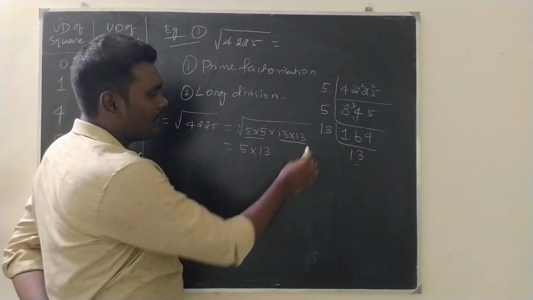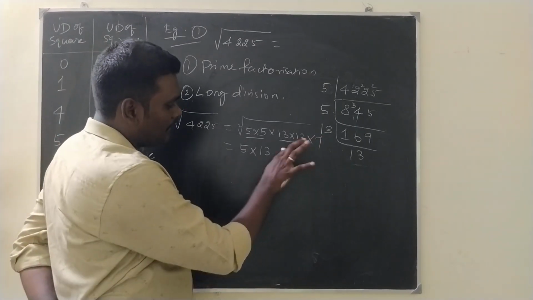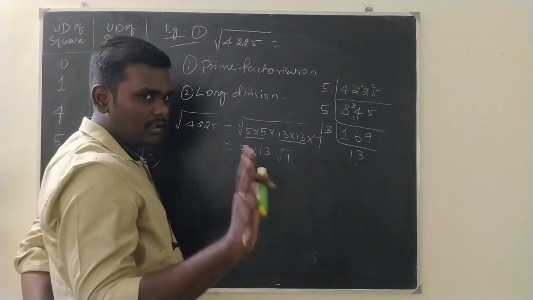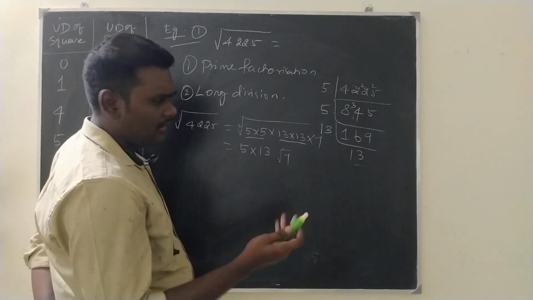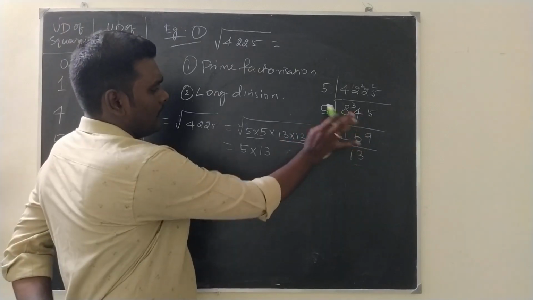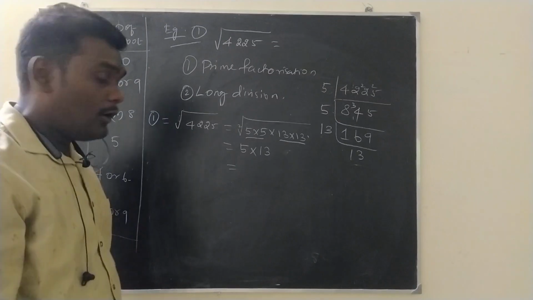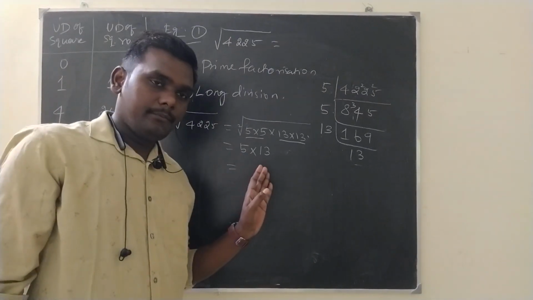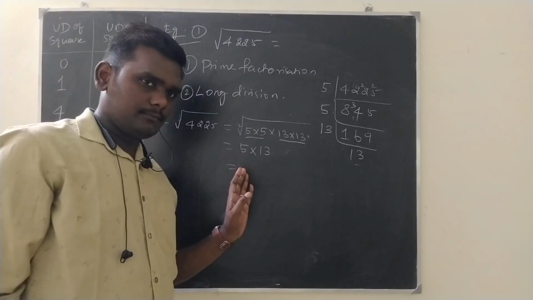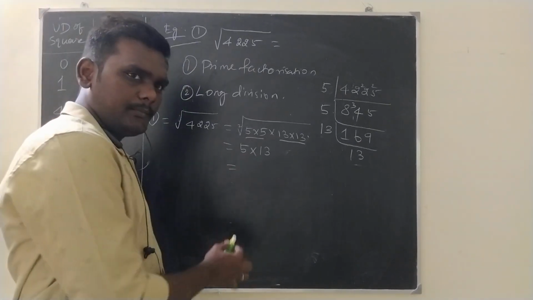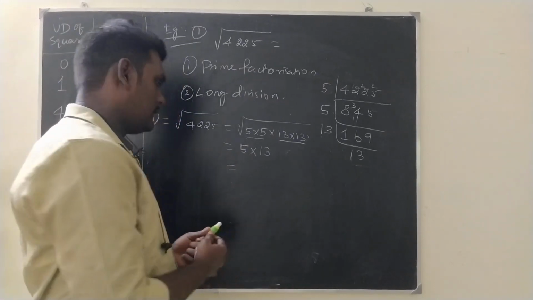If any other number is left without a pair, suppose here 7 is there, there is no pair, then we'll keep the number as it is. We should not take that number out. When it is a pair, we can take it out. Like somewhat of a game. See? So how much is 5 times 13? It is 65.